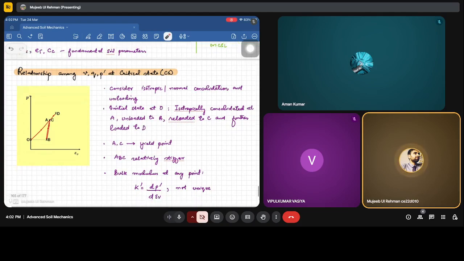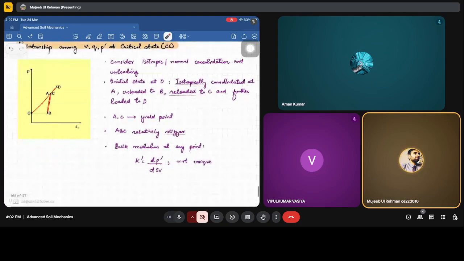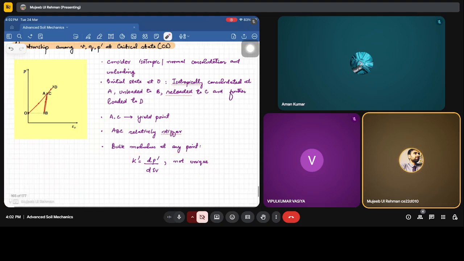So at any point of the curve, we can have a bulk modulus given by dp' divided by the change in the stresses divided by the change in the volumetric strain. So change in the effective stress p' and the change in the volumetric strain. Now since you can see that the change in p and the change in volumetric strain is not constant at any point of time, they are changing throughout the test. So it means that the K' parameter is not unique to consider. It's going to change.